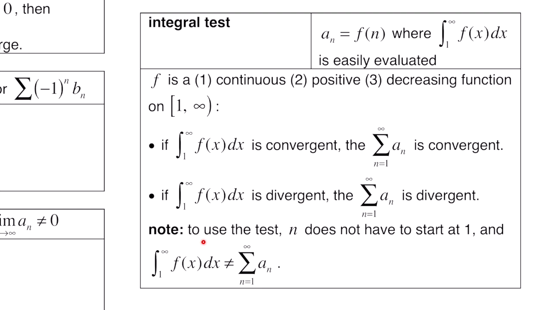And then we have a note. It says that to use the test, n does not have to start at 1. So your series could start at n equals 2 or n equals 3. If that's the case, then you could just set up your integral from 2 to infinity of the function. And also, just to be clear, this integral doesn't equal the series. We just use this integral to identify whether or not the series is convergent or divergent.